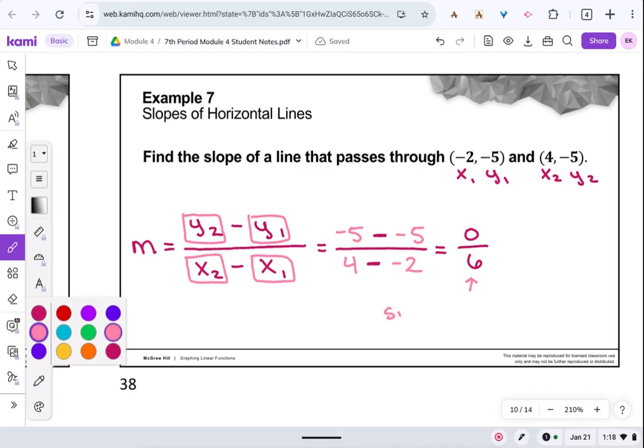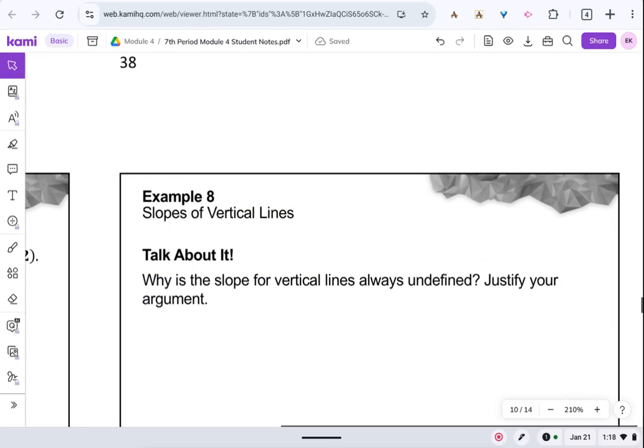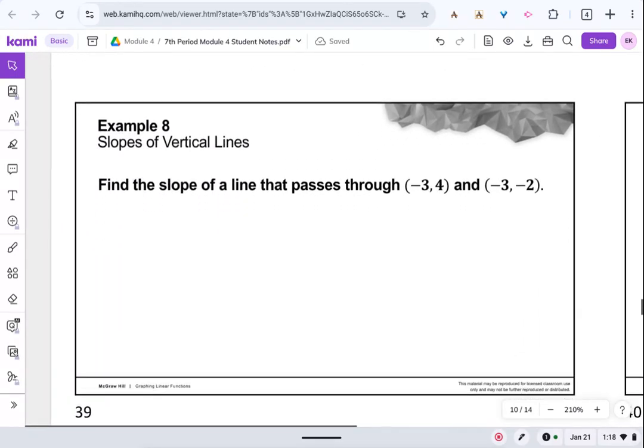At this point here, we're going to simplify, okay? And we get something unique here. What we get is the number 0. So this is when we have a horizontal line. A horizontal line is something that goes left to right. So left to right lines, our slope is 0. Now if we jump to slide 39, this one's going to be a little bit different.